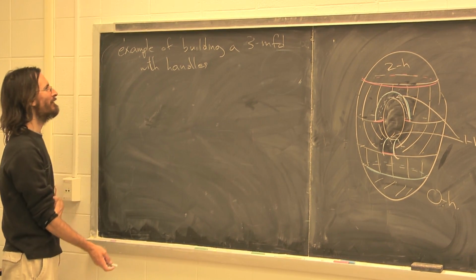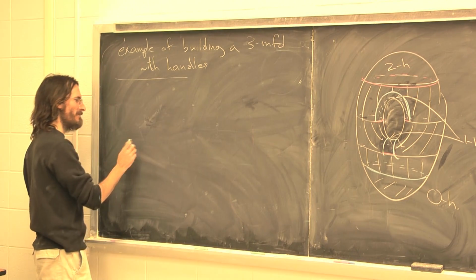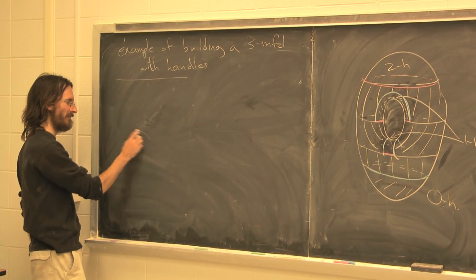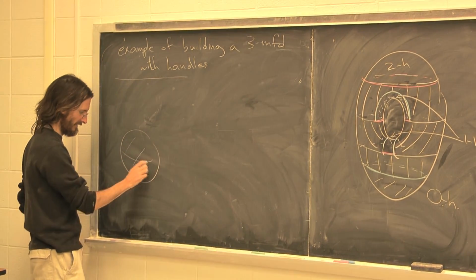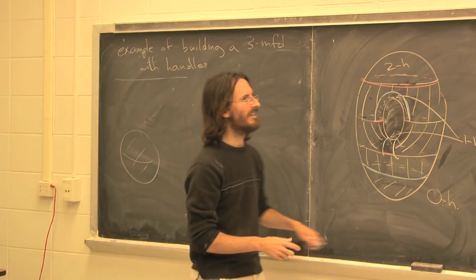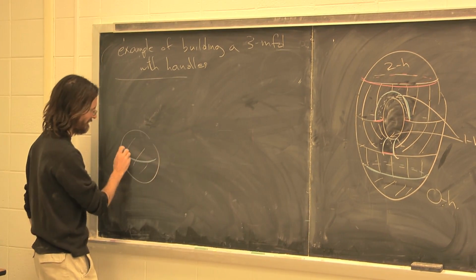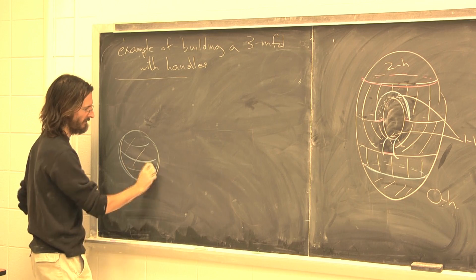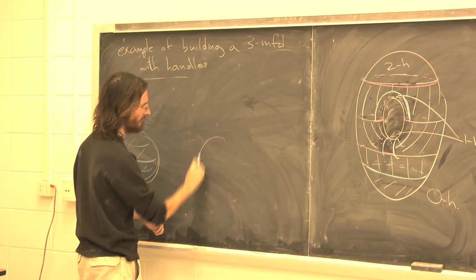So let me take a random example. Maybe it's got two 0 handles. So here's one of them. So I've got a 0 handle. And maybe another 0 handle.